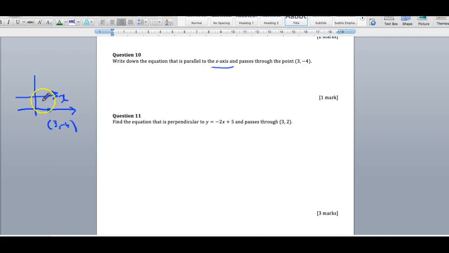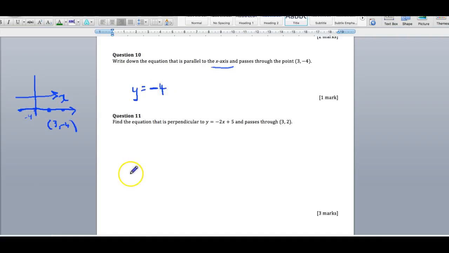A line that is parallel to the x-axis is just a y equals line. Y equals. There is no x component because it doesn't have a gradient. So if we are doing this line, this is 3, -4. This y-intercept is -4. Basically, any y coordinate along here is -4. So it's just y equals -4.